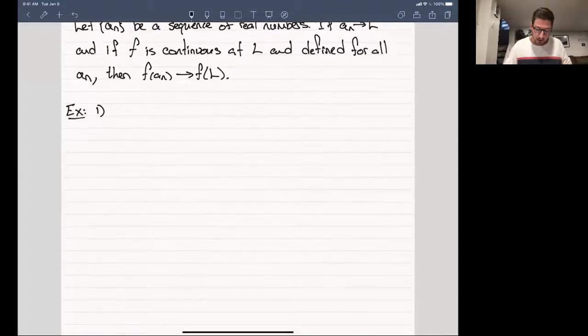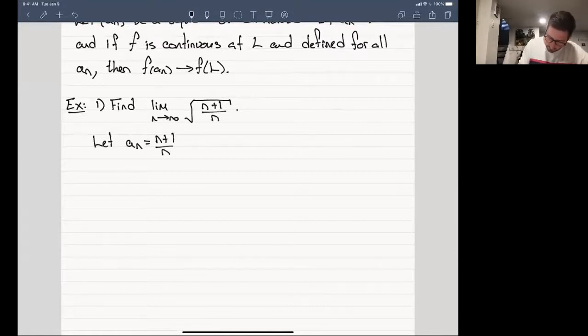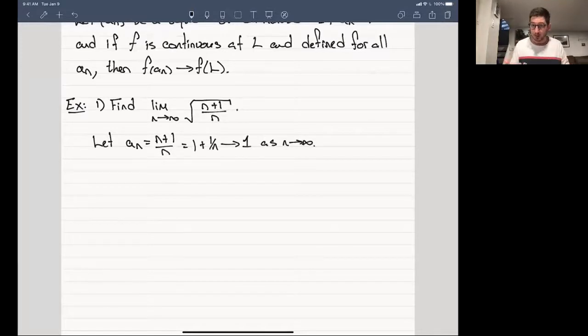How about if I asked you to find the limit as n goes to infinity of the square root of n plus 1 divided by n. Well, if we let an equal n plus 1 over n, which is the same as 1 plus 1 over n, this thing clearly goes to 1, right? As n goes to infinity. We know that. We can use the properties from the first piece of the lecture today.